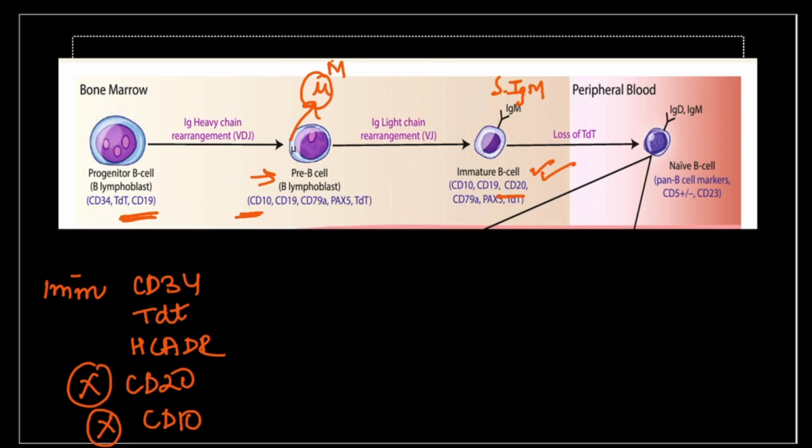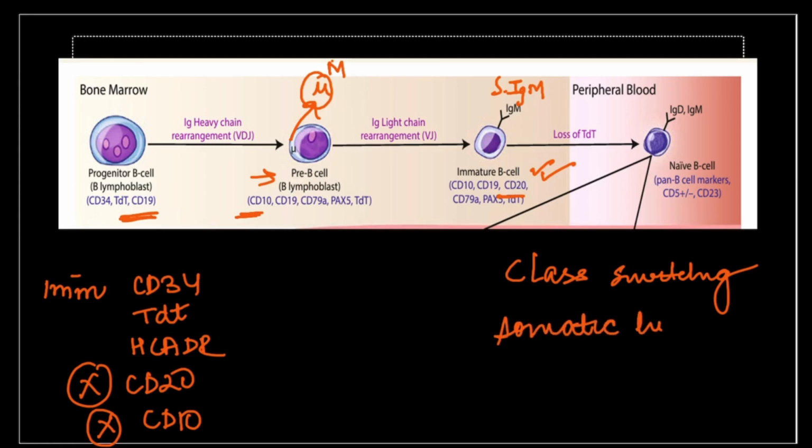it is going to move to the peripheral blood, and this immature B cell will undergo class switching and somatic hypermutation to form the activated B cell, but that is still naive. It has not yet been exposed to the antigen and is not activated. So that naive B cell will remain in the peripheral blood and is going to be positive for CD23, and CD5 may or may not be positive.